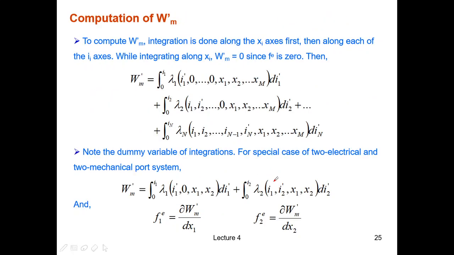In that general case, when you want to calculate Wm dash, you will go on the I1 axis first, then the I2 axis, and so on until you come to the IN axis. So you do N components for the Wm dash, and then finally you can calculate the force and the torque with the equations or formulas we gave you in the previous slide, okay. So this is in the last slide.